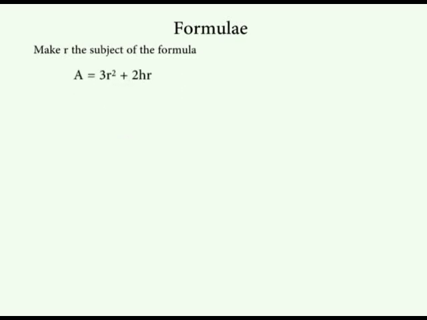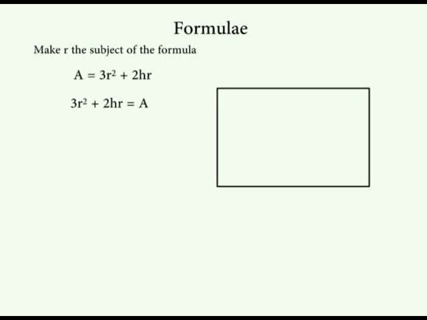Let's see the last one. Make R the subject of the formula: A = 3R² + 2HR. Now I'm looking at this formula and trying to relate it with the general quadratic equation x² + bx + c = 0. If I rewrite this formula as 3r² + 2hr - a = 0, that looks like the quadratic formula. In this case, x is replaced by r.